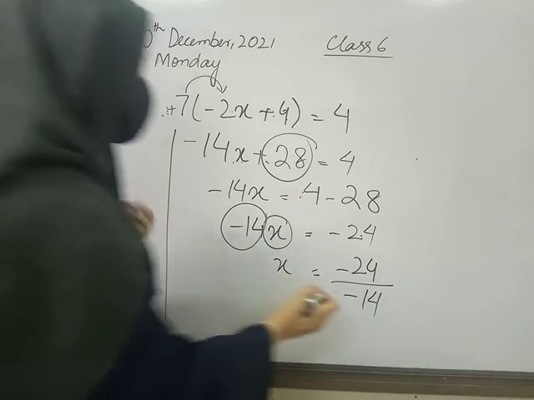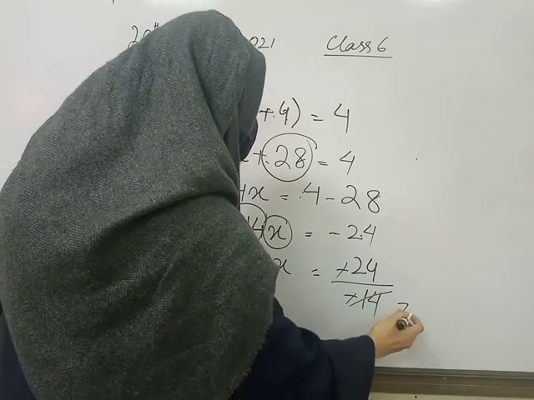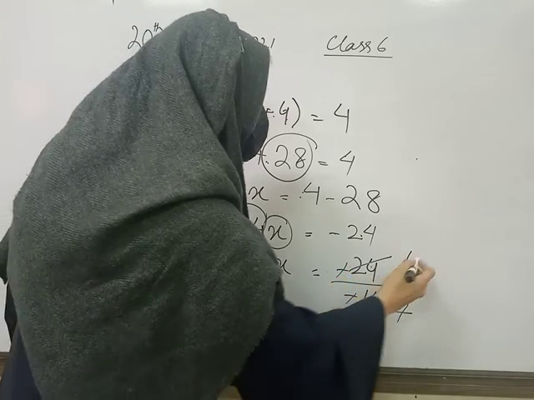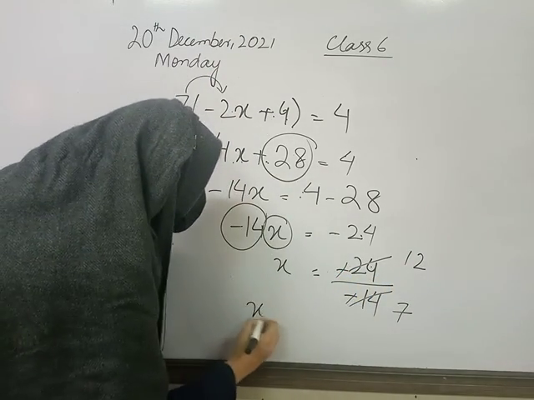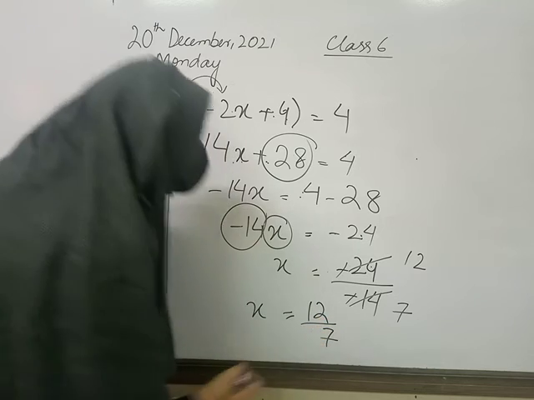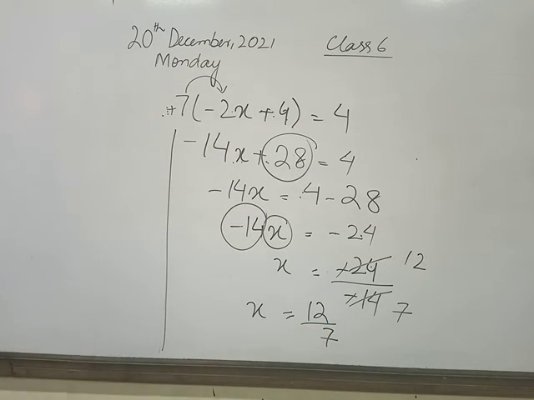Minus and minus will be cut like this: 2 7 times, 2 1 times 2, and 2 2 times 4. So x equals 12 by 7. As you look, class, we have an improper fraction. How do we know? Because in the upper portion, the numerator is 12, which is greater than the denominator. So when the numerator is greater than the denominator, we will simply write it in mixed form. Fine. Now I am going to write it in mixed form.